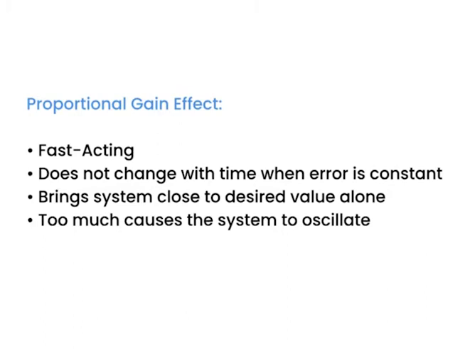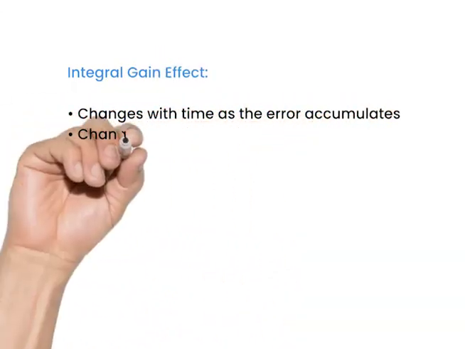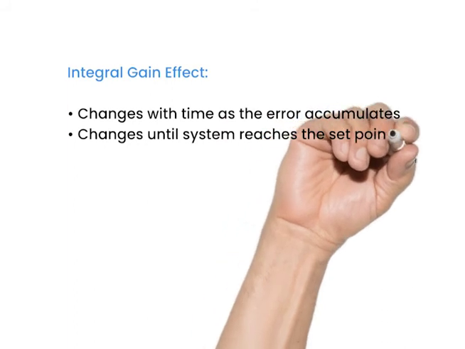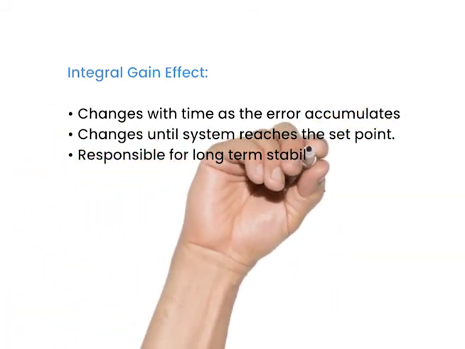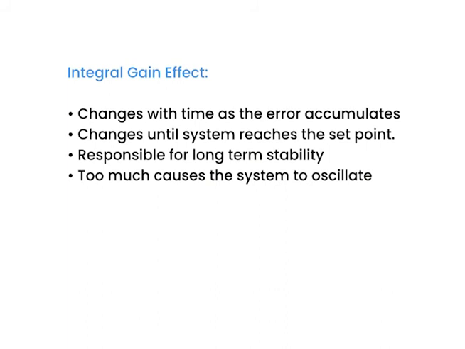The integral gain changes with time as the error accumulates. This gain factor changes until the system reaches the set point. At that point, it remains stationary until the error creeps up or down. The integral gain factor is responsible for long-term stability. Too much integral gain can also cause oscillation of the temperature.